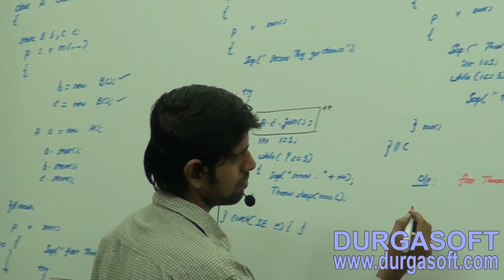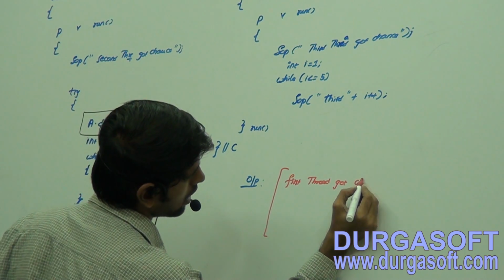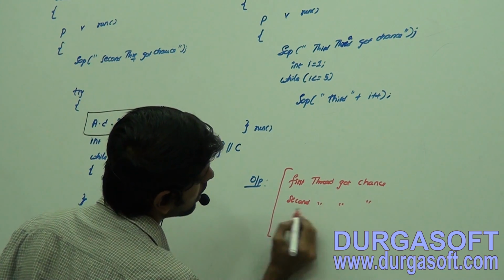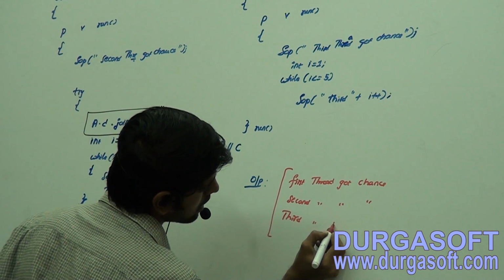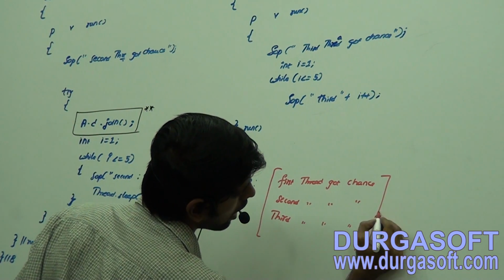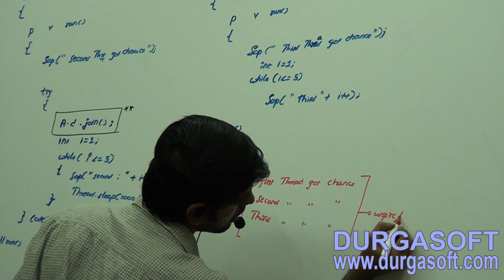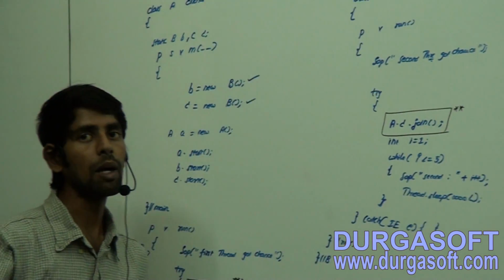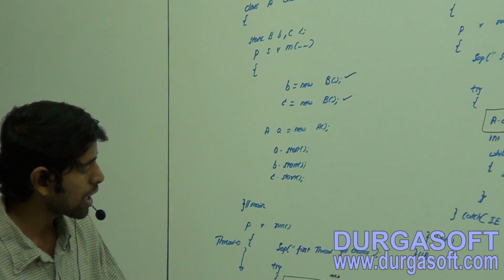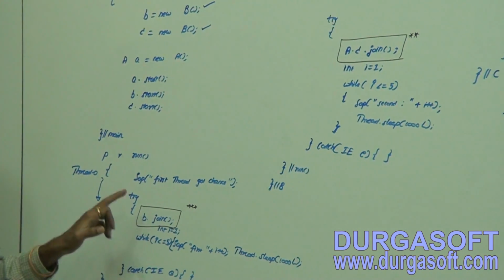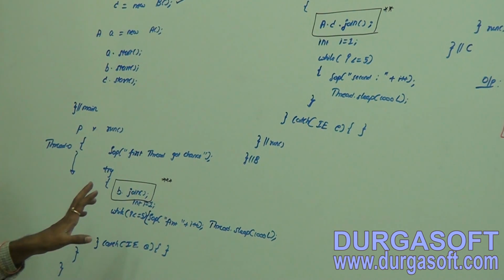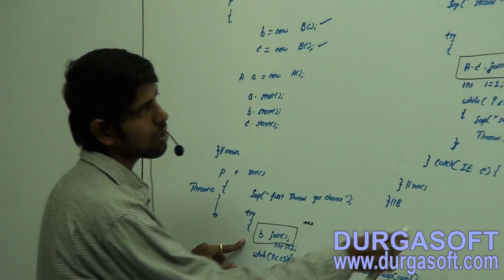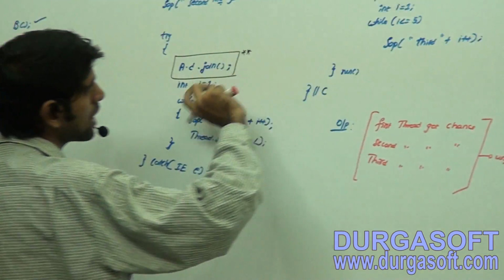Think of these three statements: first thread got chance, second thread got chance, and third thread got chance. This we cannot predict. It is unpredictable. But we can predict the remaining output. Why? Because we have this join method in each and every run method, which waits until completing execution of the other thread. Now think that this one got the chance first, or this one, or this one, whichever gets the chance.